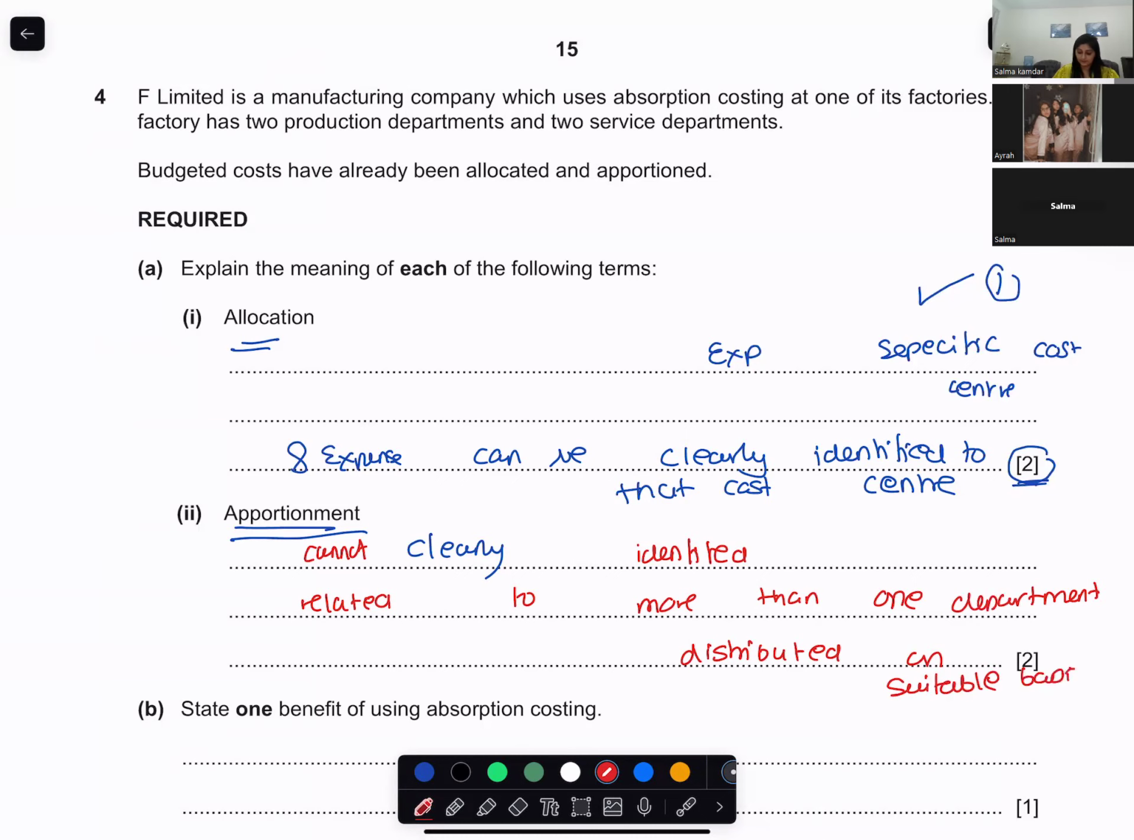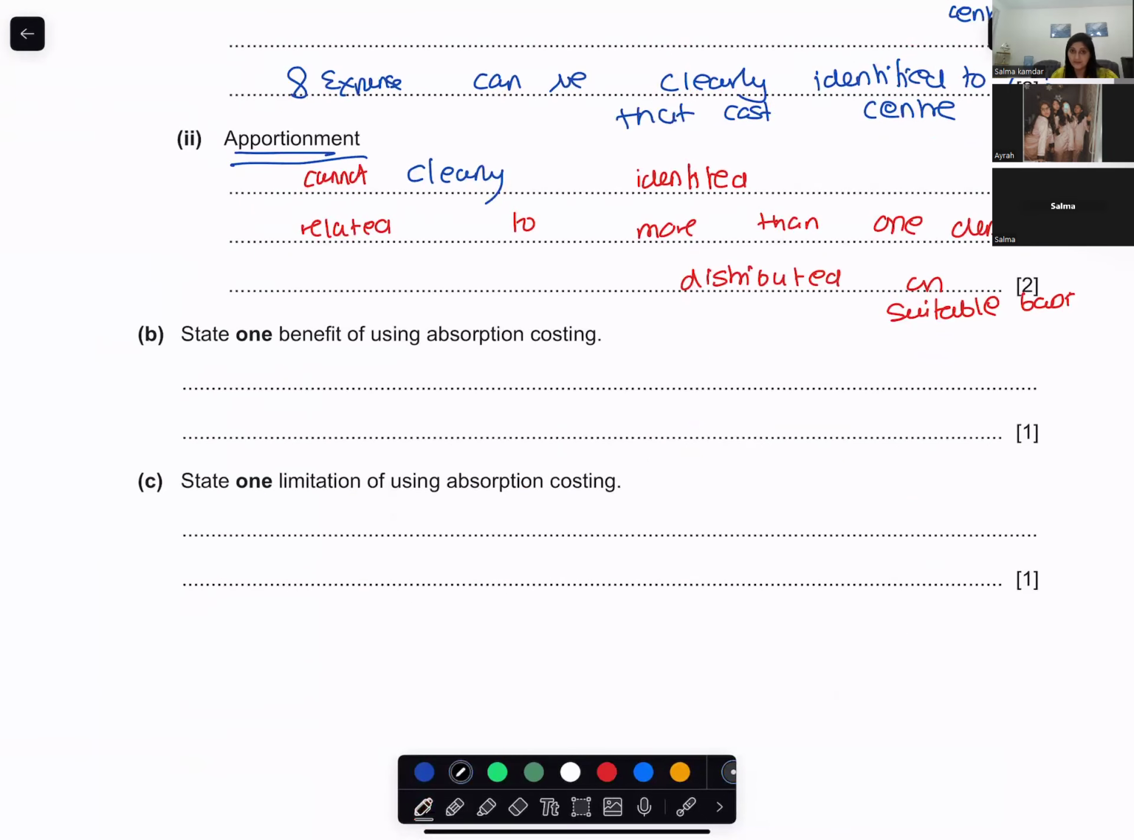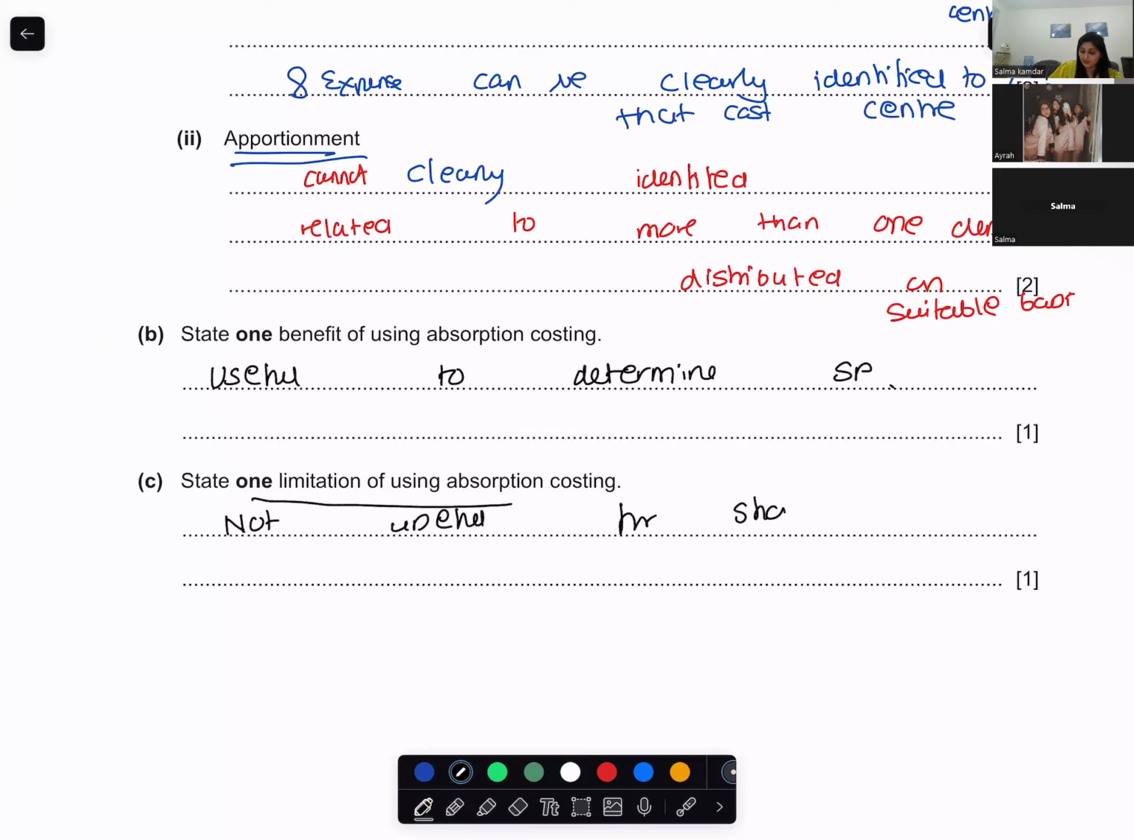State one benefit of using absorption costing. What is the benefit of using absorption costing? It doesn't require the fixed and variable cost separation. Basically, absorption costing is mainly used when you have to fix the selling price, and marginal costing is used for short-term decision making. Limitation of absorption costing: it cannot be used for short-term decision, so it is not useful for short-term decision making.